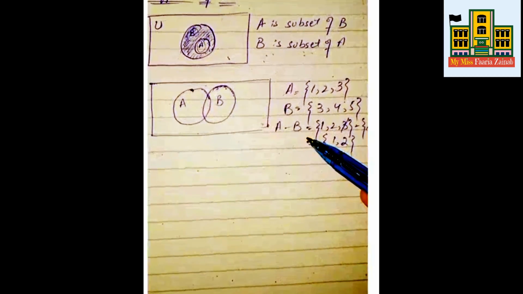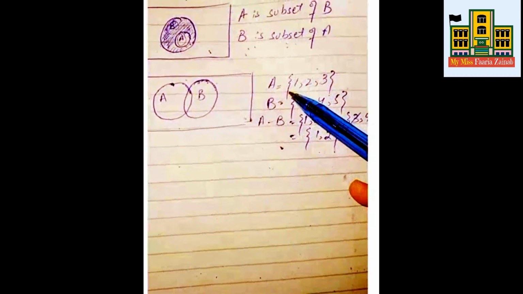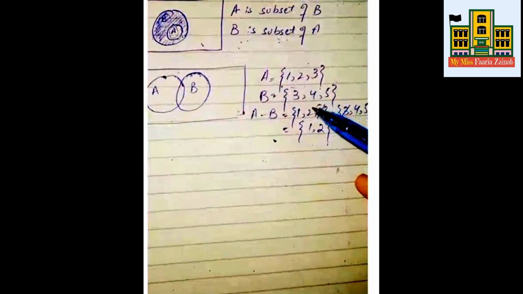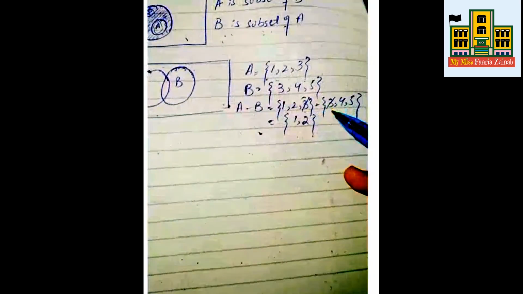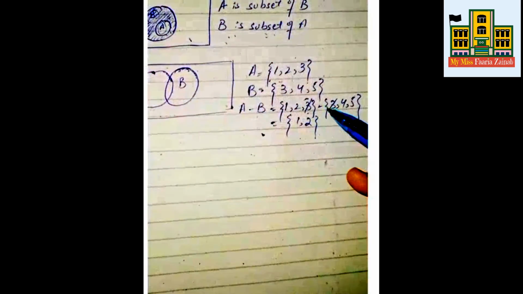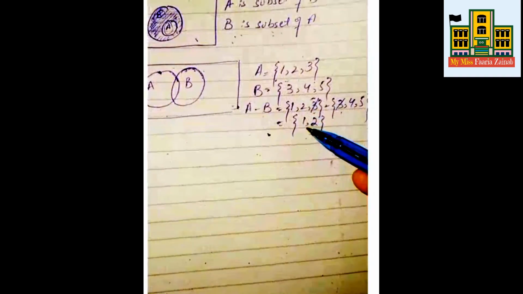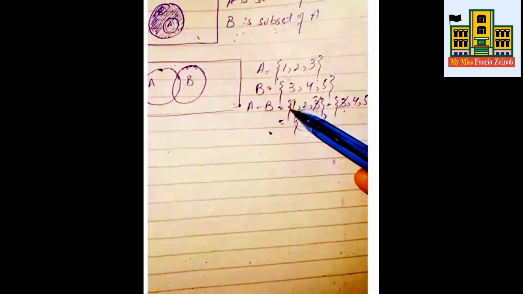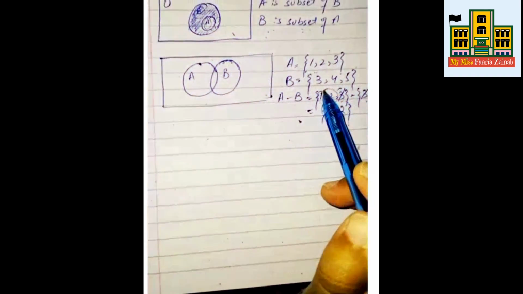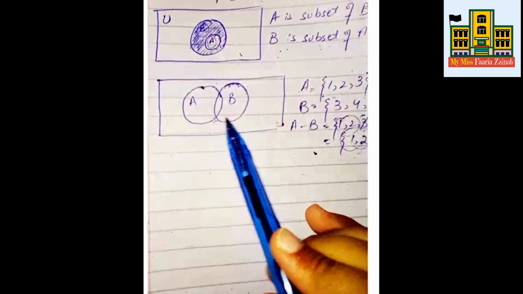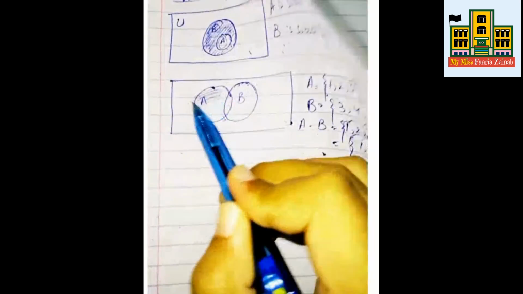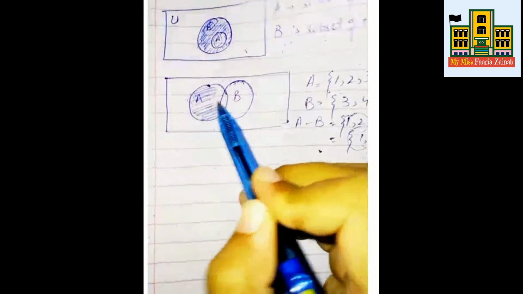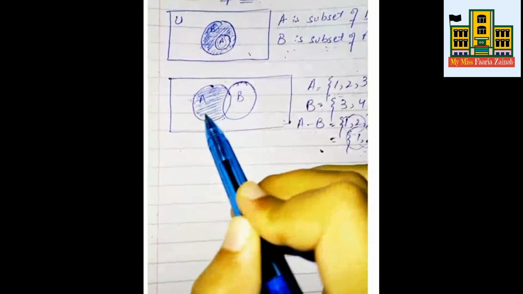When A and B are overlapping sets, for example we have A as 1, 2, 3, and B is 3, 4, 5, and when we take the difference A minus B, then the 3 will be cancelled because it is present in both, and only 1 and 2 are the answer because these are the remaining elements of set A. So when we draw the Venn diagram of the set A minus B, then we will shade only the portion of A because the answer will be the remaining elements of A.